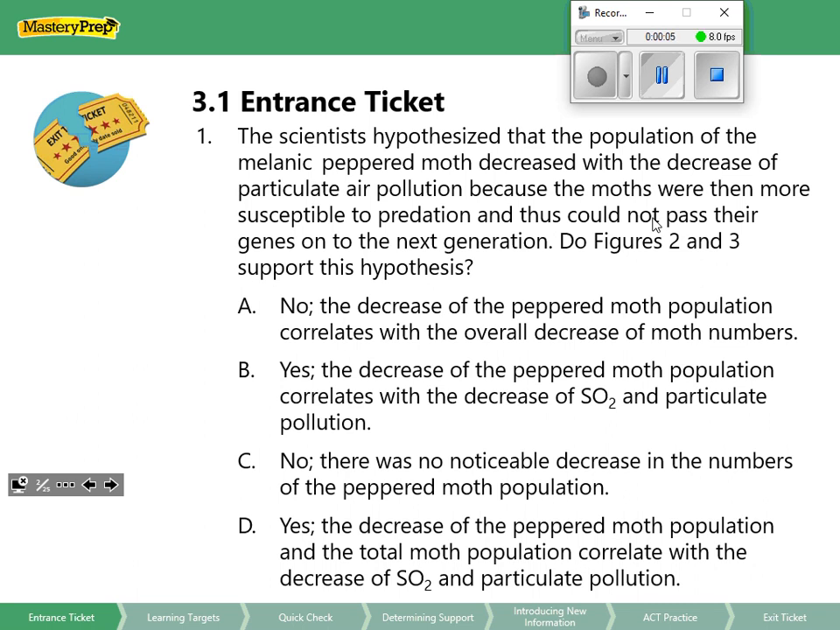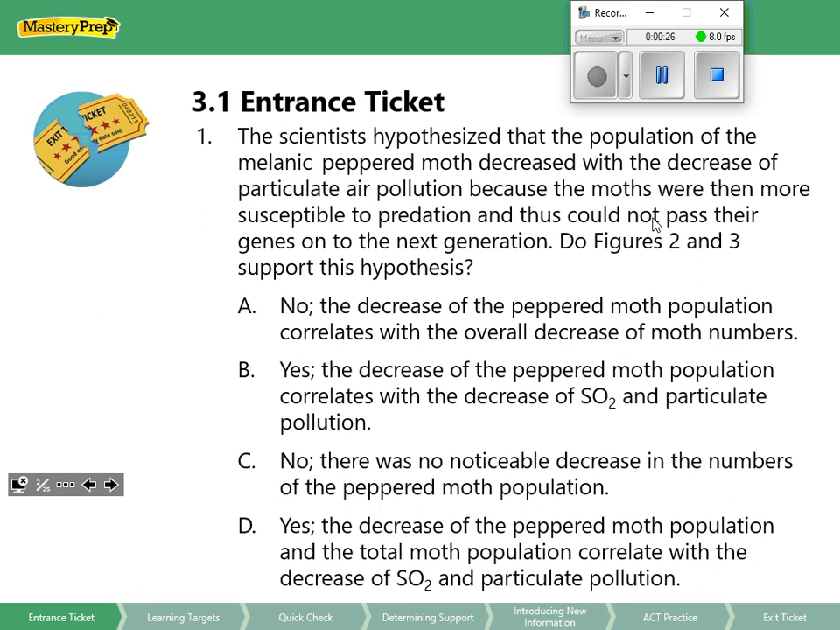All right, guys, let's go on and get started looking at these here. So we're given a figure of a moth, it looks like, and some charts and graphs. And what we're wanting to do, especially in this here, is supporting a hypothesis.